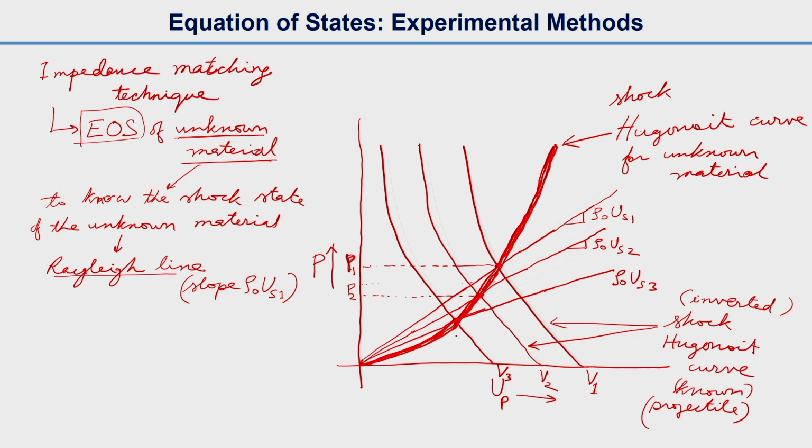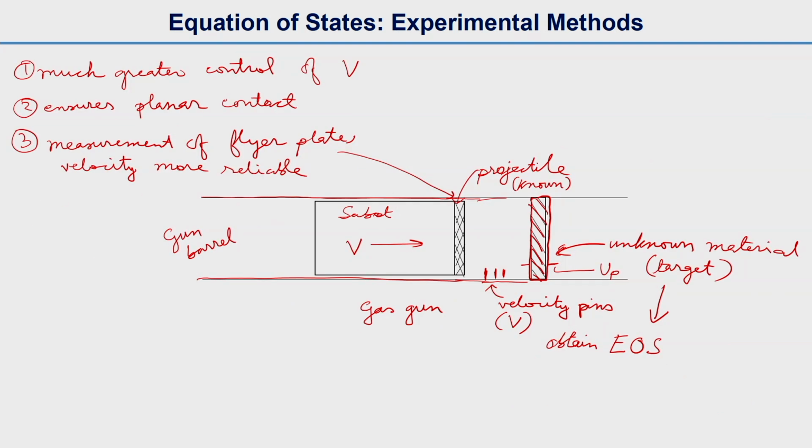This is pressure versus particle velocity. Let me recall the previous slide: we did the experiment in a gun barrel with a sabot and a flyer plate in front of the sabot. We have a target material, which is the unknown material for us. We need to determine the EOS or Hugoniot curve for the unknown material, and we know the Hugoniot curve for the projectile.